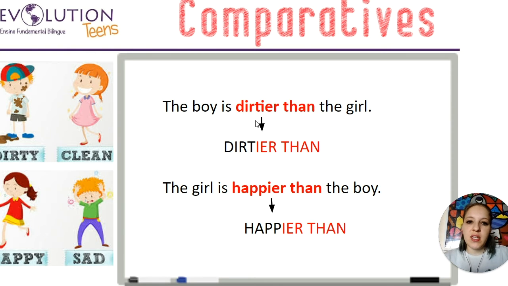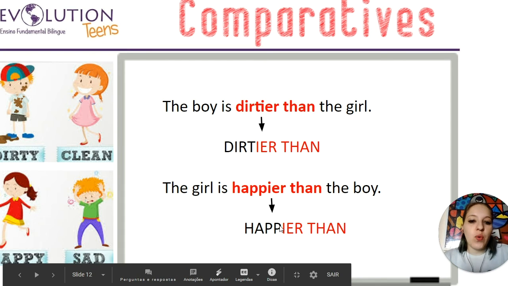So the boy is dirtier than the girl. We don't have the Y become I and ER. And here, the girl is happier than the boy. The same here, happy ends with Y. We replaced Y with I and then add ER.